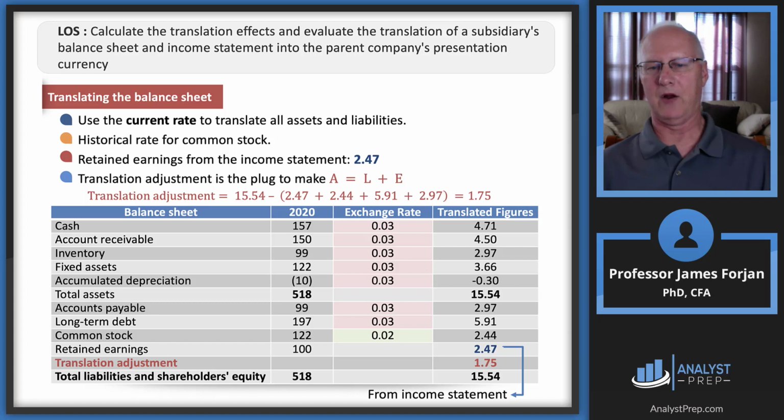And then we throw that over into retained earnings on the balance sheet, and we translate them all at the spot rate, right? There's that 03, all with the exception of the 0.02 for common stock, and you do something super similar to what we did back under the temporal method.